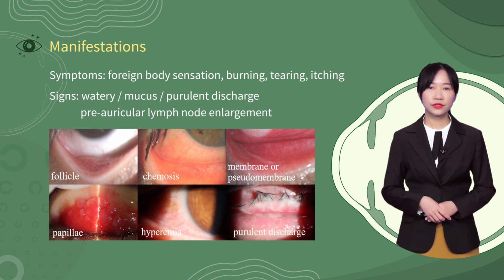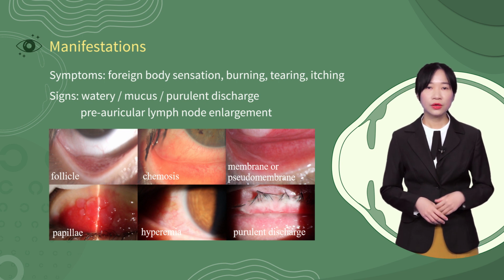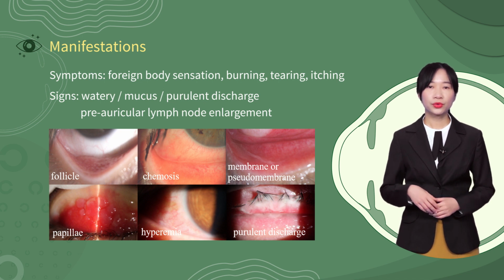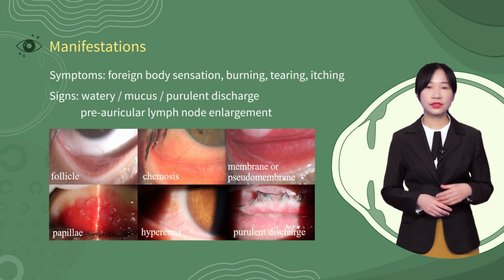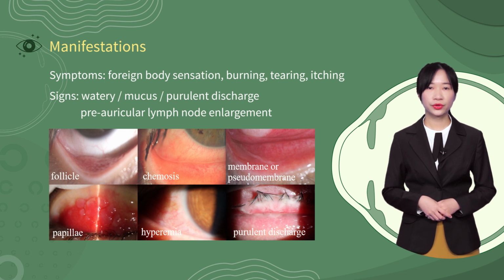According to the nature of the discharge, we can make a primary diagnosis. Watery discharge occurs in acute viral or acute allergic conjunctivitis. Mucous discharge is typical of chronic allergic conjunctivitis and dry eyes. Purulent discharge occurs in acute bacterial conjunctivitis. The most common cause of conjunctivitis-induced tender preauricular lymph node enlargement is viral infection.